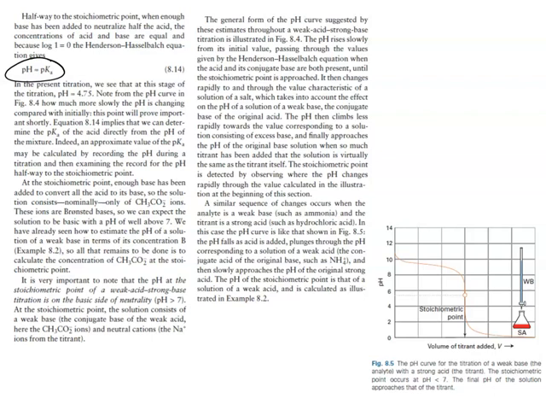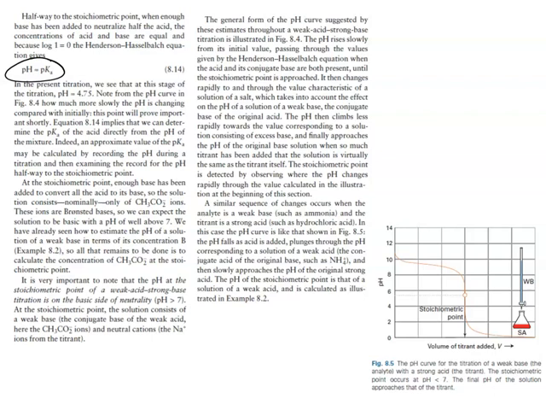At the stoichiometric point, enough base has been added to convert all of the acid to its conjugate base, so the solution consists nominally only of acetate ions. These ions are Bronsted bases, so we can expect the solution to be basic, with a pH well above 7. We've already seen how to estimate the pH of a solution of a weak base in terms of its concentration. So all that remains to be done is to calculate the concentration of acetate at the stoichiometric point.